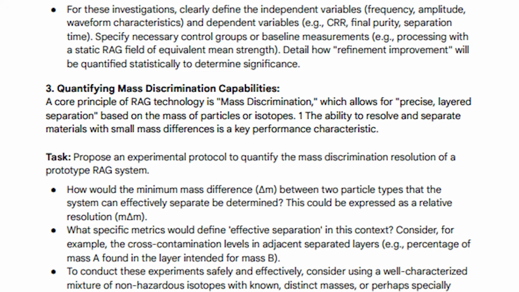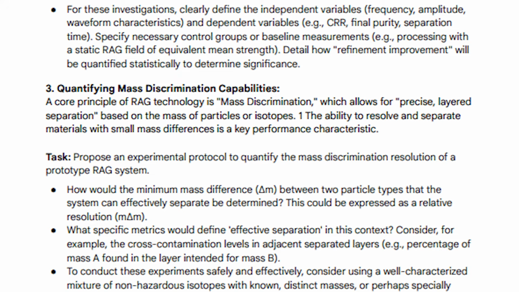3. Quantifying mass discrimination capabilities. A core principle of RAG technology is mass discrimination, which allows for precise, layered separation based on the mass of particles or isotopes. The ability to resolve and separate materials with small mass differences is a key performance characteristic. Task: propose an experimental protocol to quantify the mass discrimination resolution of a prototype RAG system.